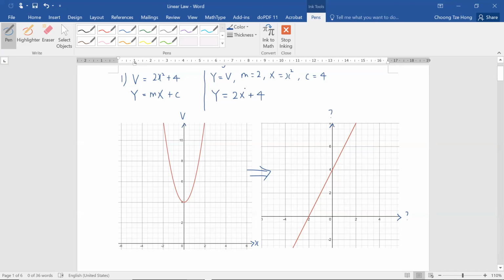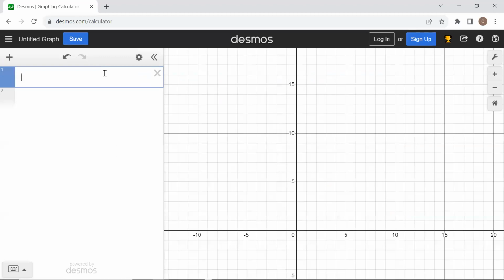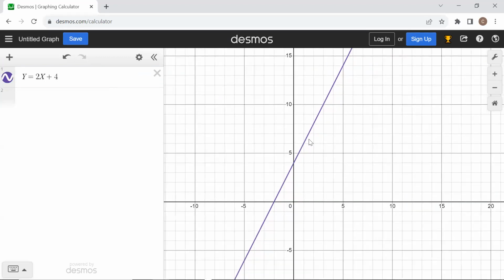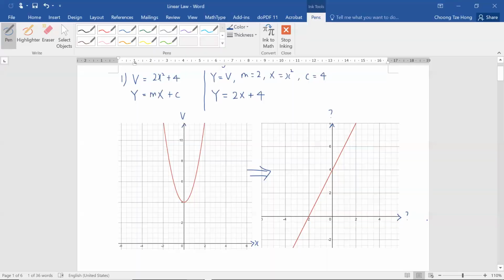Let's use Desmos to draw this out: big Y equals 2 big X plus 4, and see whether it is a straight line. Okay, let's go over to Desmos and take a look. Big Y equals 2 big X plus 4. Indeed, we got a straight line. I also copied this and pasted it over here already. So this is now a straight line.